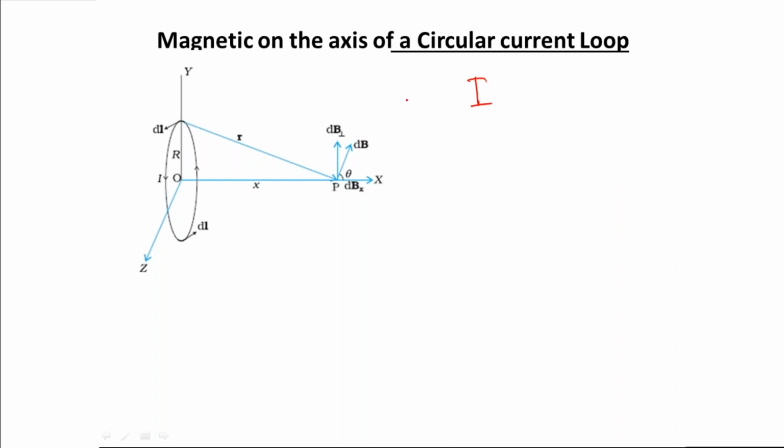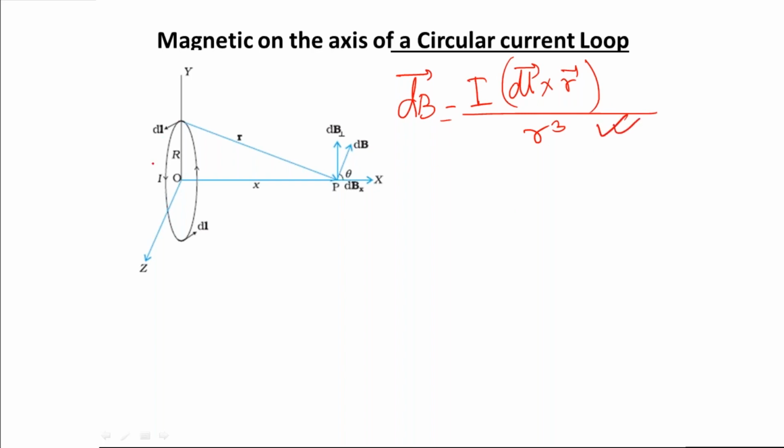I know Biot-Savart's law in the vector form: dB is proportional to I dl cross r by r cube. This is my Biot-Savart's law. Now let us see how we can apply this law to calculate the magnetic field due to this circular loop at any point P on the axis of this loop.